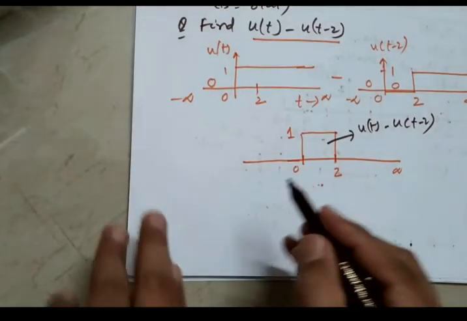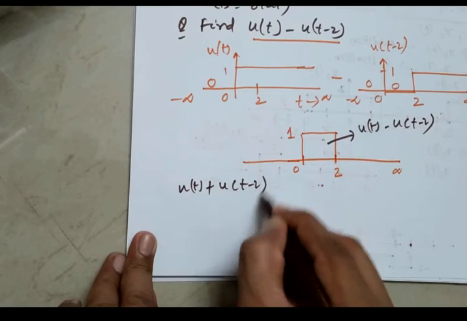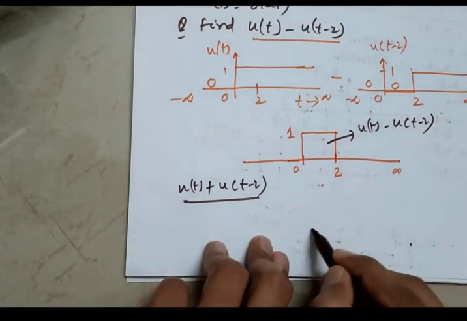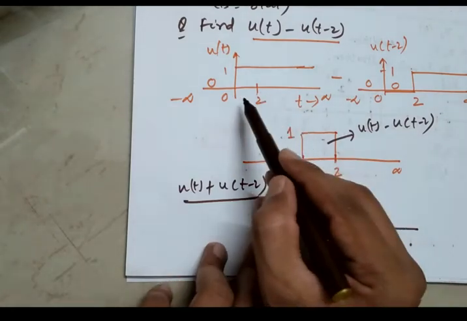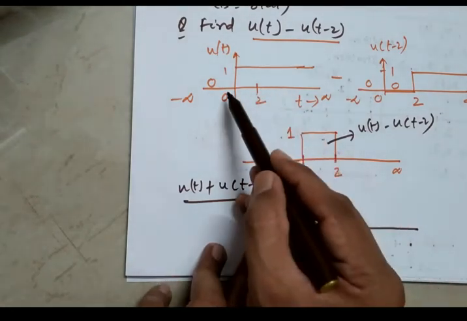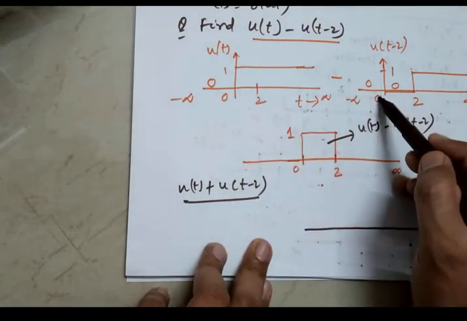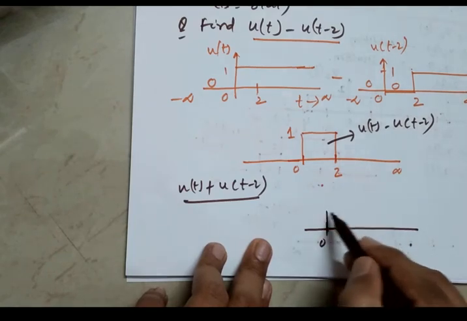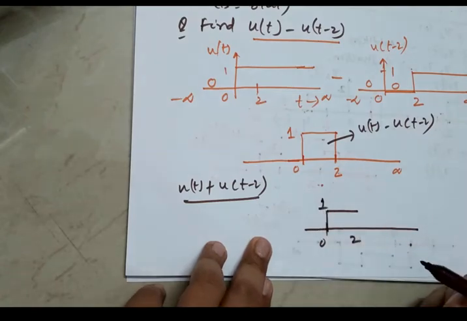Same question, if I want to find u(t) plus u(t minus 2), what will we get? Same, take one axis like this. Starting from 0, because before 0 it is 0, here also 0. From 0 to 2, it is 1. From 0 to 2, it is 0. So from 0 to 2, it is 1 plus 0, yes or not? What is the value? 1.